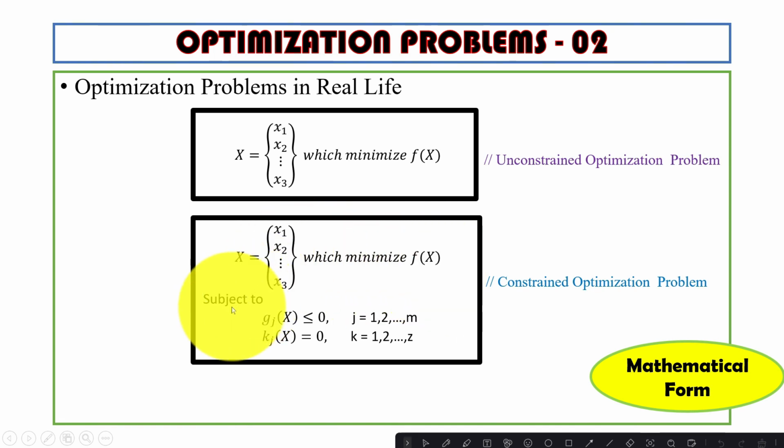It's subject to different inequality and equality constraints. This is the inequality constraint, and this is the equality constraint. So as you can see here, we have inequality and equality constraints, so we can call this a constrained optimization problem. Here n is the total number of variables, and m is the total number of constraints. So we can express any real-life optimization problem mathematically using the objective function and the constraints.